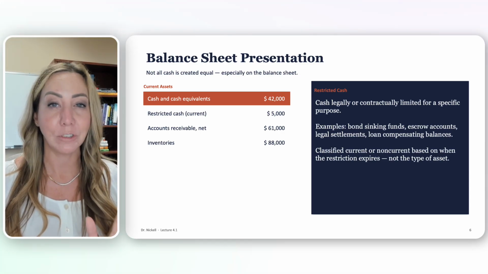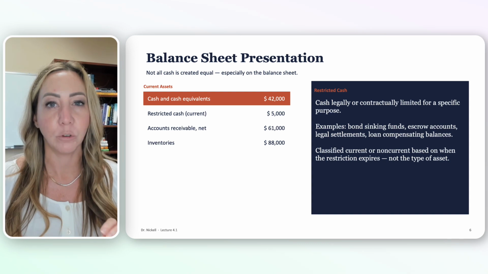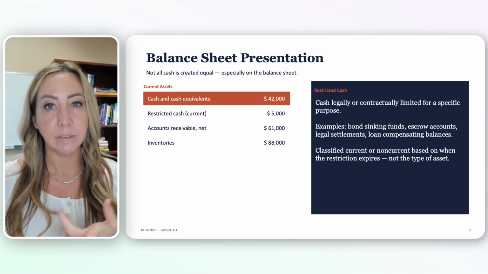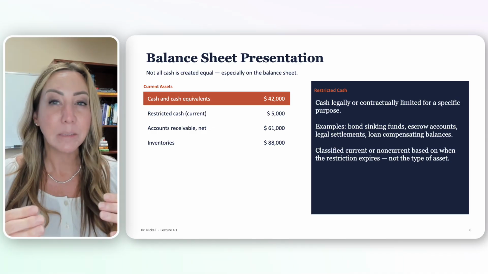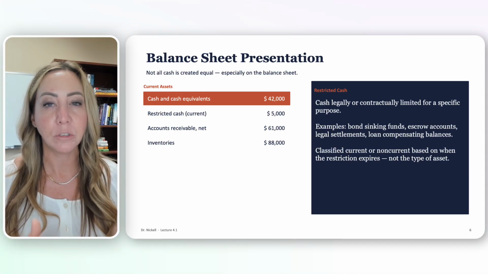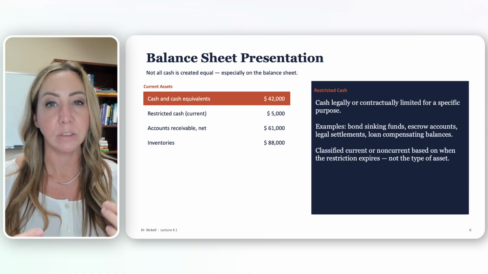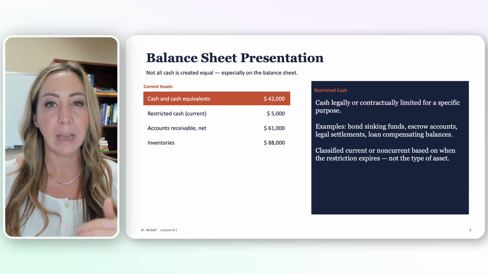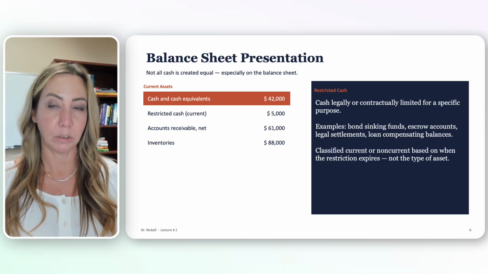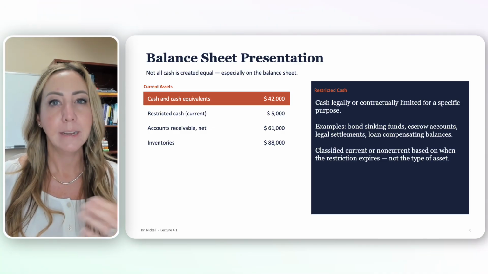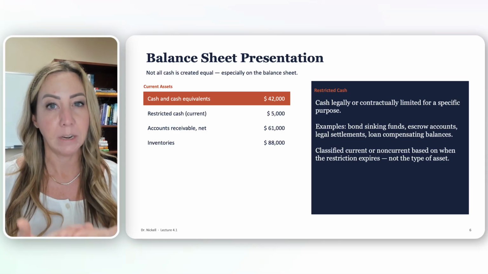Restricted cash is cash that is legally or contractually limited for a specific purpose. A few common examples are bond sinking funds, where a company must set aside cash specifically to repay a debt, escrow accounts in real estate transactions, or legal settlements where cash is involved until a case is resolved. Importantly, restricted cash is presented separately from unrestricted cash on the balance sheet, and the classification, current versus non-current, depends on when the restriction expires.